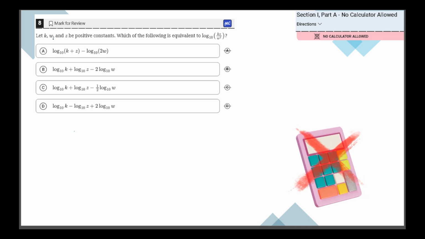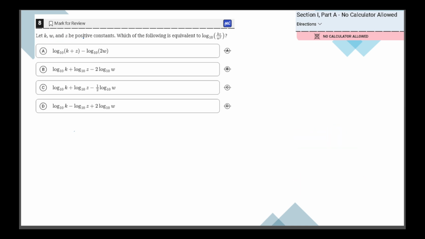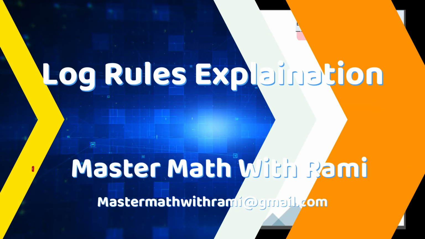Let K, W, and Z be positive constants. Which of the following is equivalent to log to the base 10 of (kz over w) to the power 2? It's a very important thing, positive constant. This is very important, positive constant. Otherwise, this will not work.